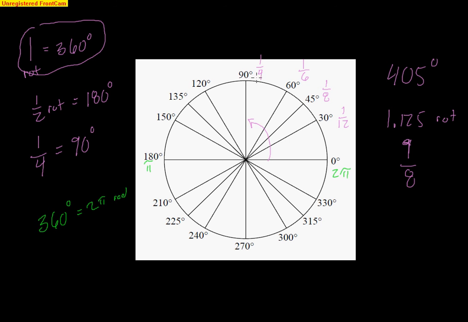So once again, 90 is 1/4 of a circle. So 1/4 of 2 pi is pi over 2 radians. So 90 degrees would be pi over 2 radians. 30 is 1/12 of a circle. So 1/12 of 2 pi is pi over 6. So 30 degrees is pi over 6 radians.